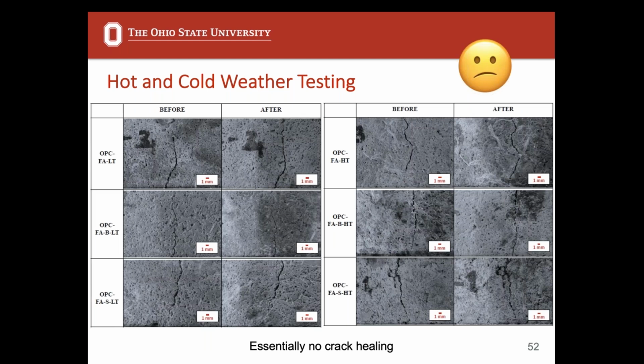We also see with all of our crack testing, basically no crack healing. So again, the initial crack is on the left and the after curing crack is on the right, and we see almost no crack healing at all. So this is essentially really disappointing.